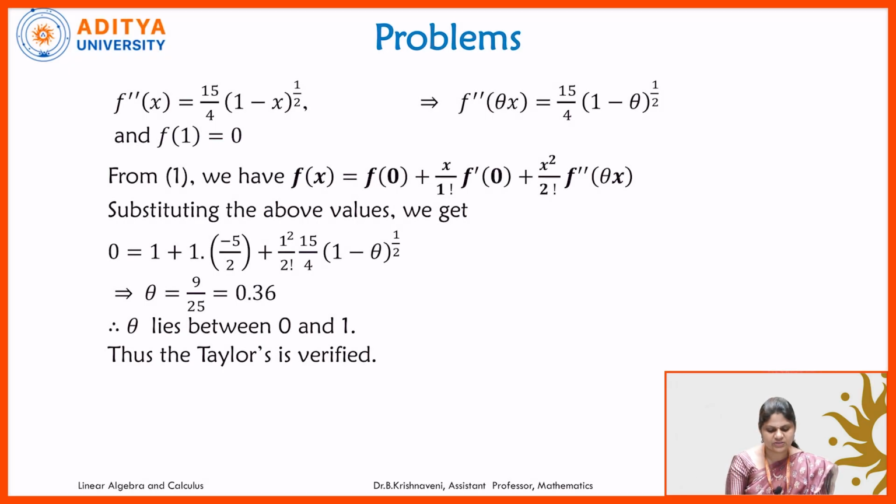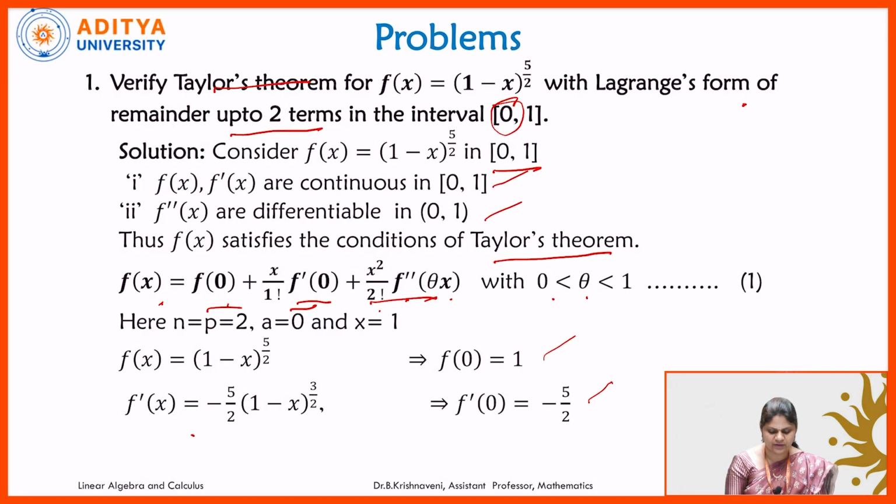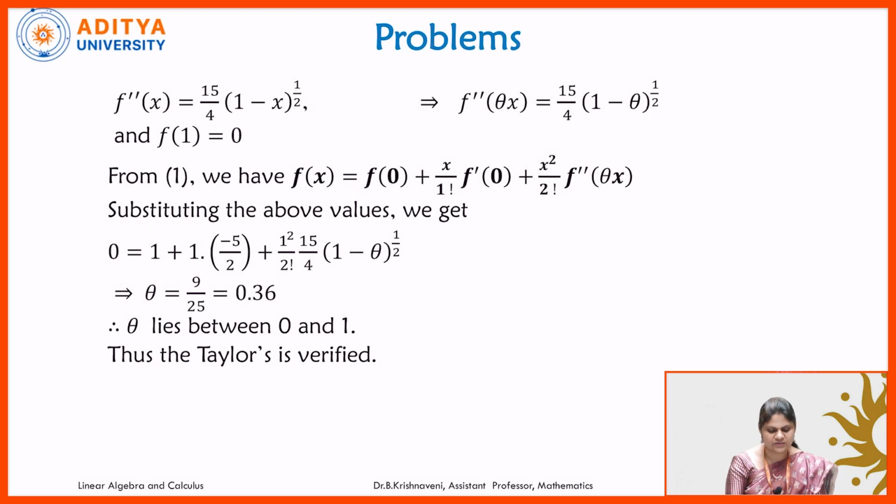Next f double dash x, so do the derivative of the previous. Finding the derivative of this, we got f double dash x, which is 15 by 4 into (1 minus x) whole power 1 by 2. And for this we need f double dash of theta x, which is equal to 15 by 4 into (1 minus theta) power 1 by 2. And already we know f of 1 is equal to 0.